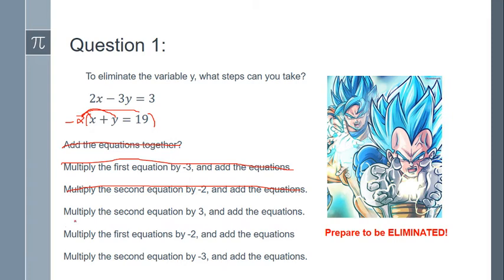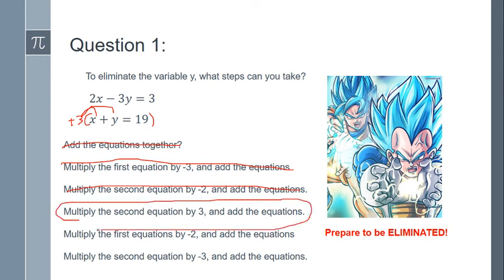Okay, this one says multiply the second equation by 3 and then add them. Okay, so if I went here and I multiplied the second equation by 3, that would end up giving us actually the result that we want. Because what would happen here is I'd multiply everything in the second equation by positive 3. And then right here, when I distribute that 3, I would end up with a positive 3y here. And then when I added a minus 3y and a plus 3y, then the y would be eliminated. So in this case, this is our answer.